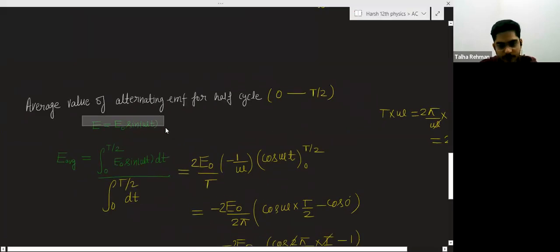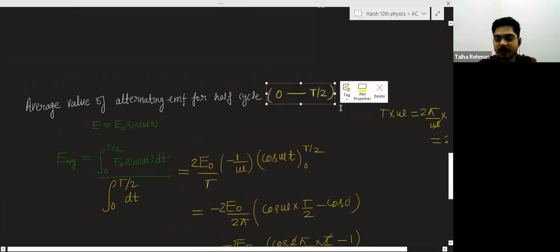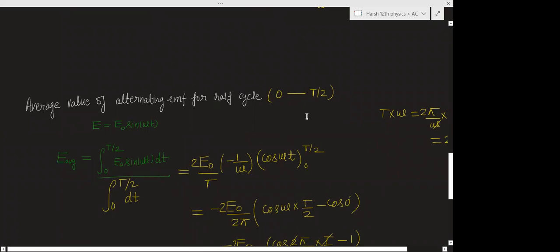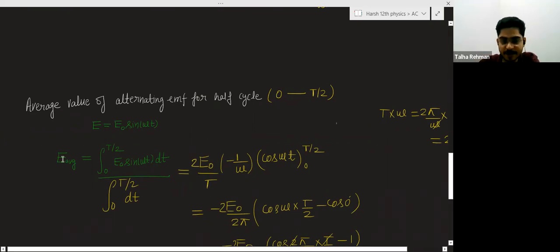So E is equal to E naught sin omega t, already known. Half cycle means we have to calculate the average value for 0 to t by 2. So only the upper limit will change to t by 2. How to calculate the average value for the half cycle, 0 to t by 2, I have told you, and you will put the value of the function, and here you will put the limit 0 to t by 2.